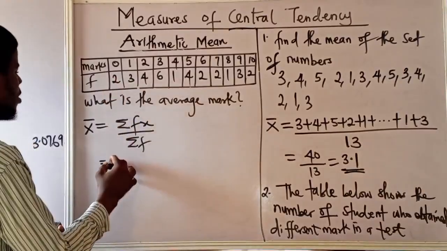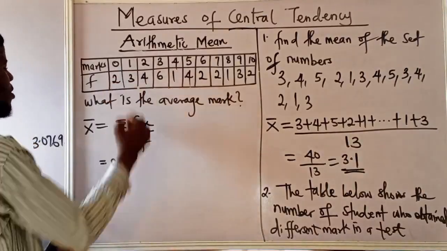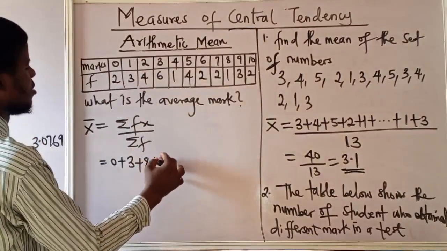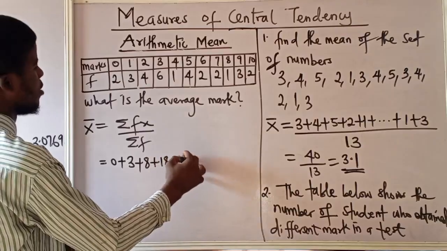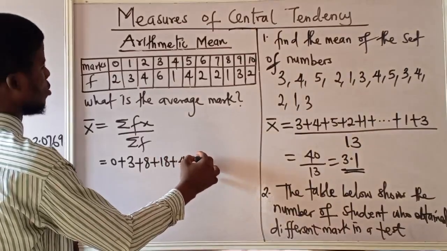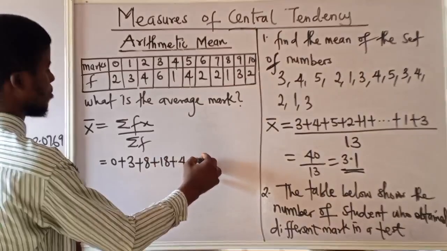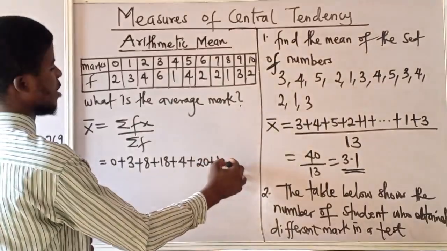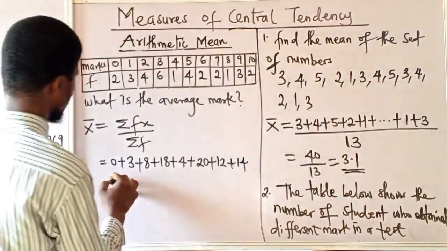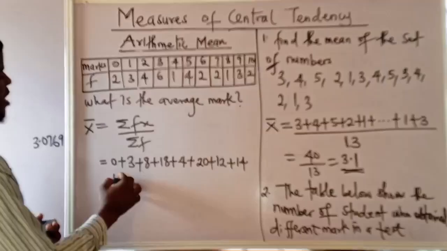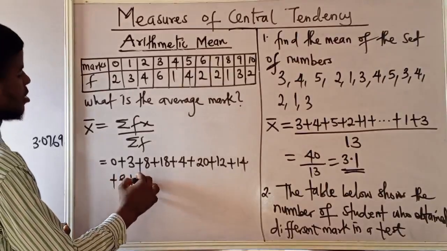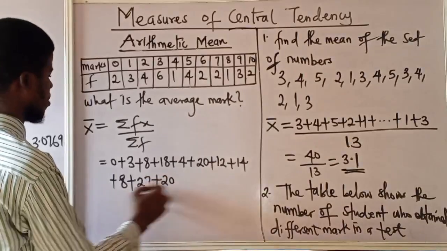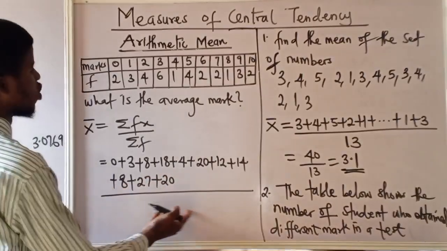0 times 2 is 0. 1 times 3 is 3. 2 times 4 is 8. 3 times 6 is 18. 4 times 1 is 4. 5 times 4 is what? 20. 6 times 2 is 12. 7 times 2 is 14. What else? 8 times 1 is 8. 9 times 3 is 27. And 10 times 2 is 20. I will now divide by the sum of the frequencies.